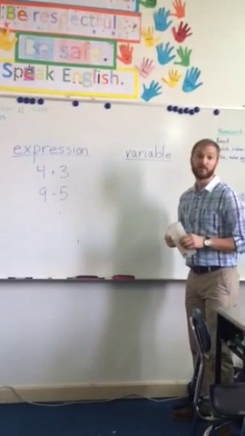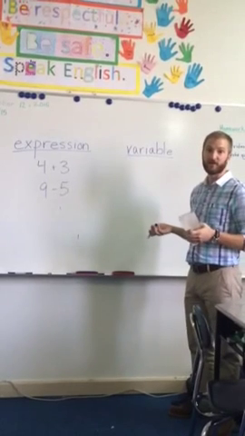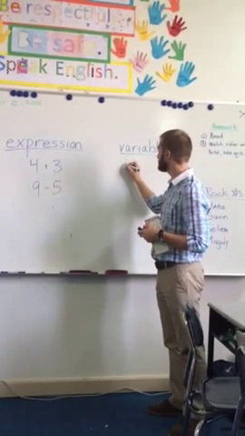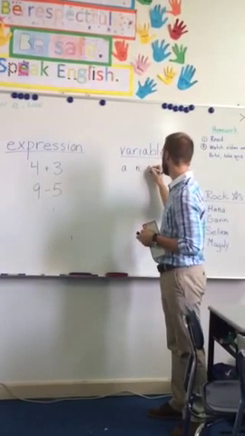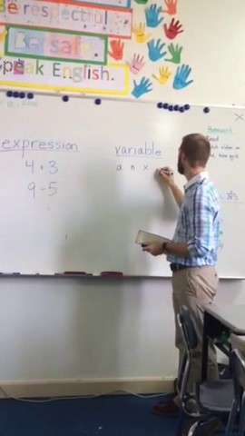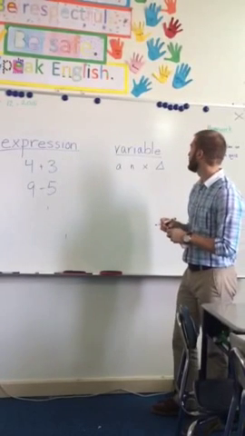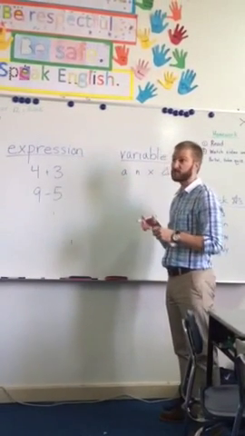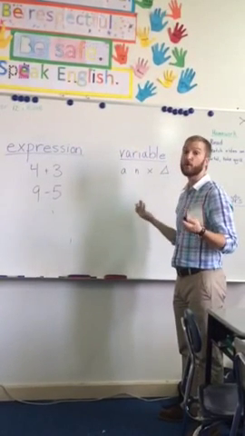Let's talk about variables. A variable is any letter or symbol that represents an unknown number. So sometimes you see letters like A or N or X, or sometimes you might see a symbol like a triangle. So I will usually see variables in expressions when we're talking about an amount that we don't know.